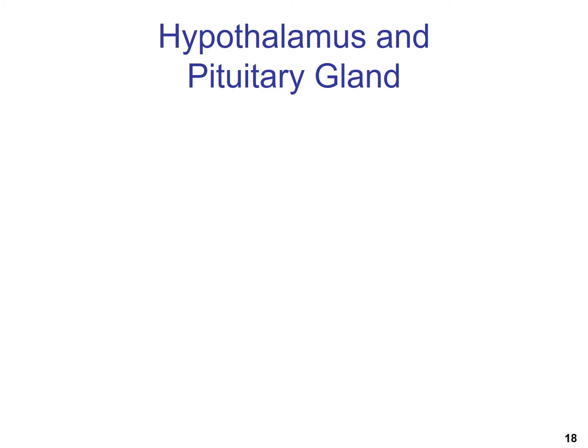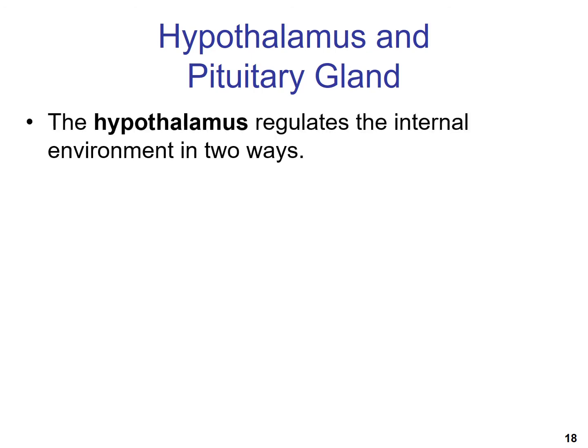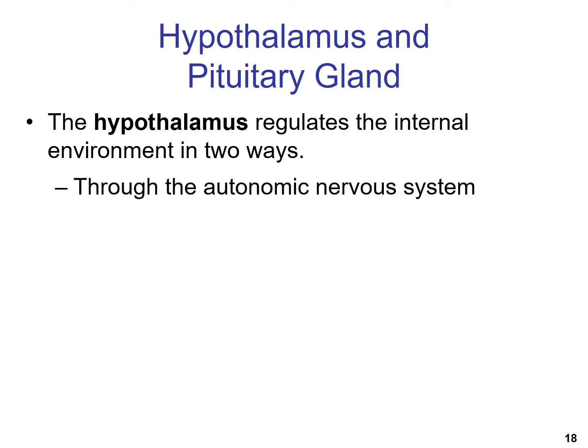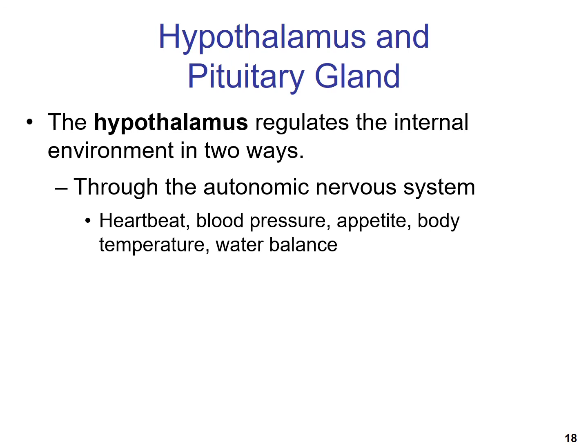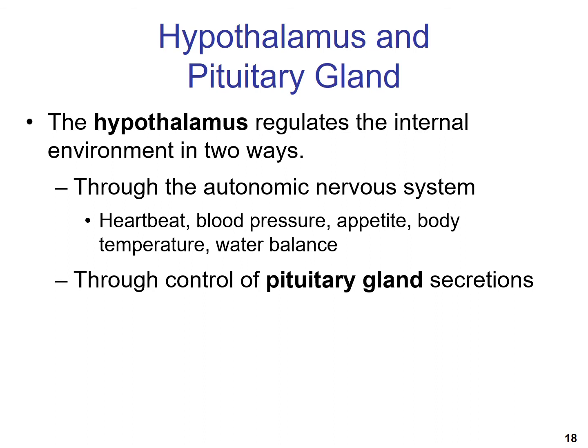Now we're going to talk about the hypothalamus and the pituitary gland as two major portions of the endocrine system. So the hypothalamus will regulate your internal environment in a couple of different ways. One is through the autonomic nervous system. So this is that fight or flight system that we talked about in the last test. And this regulates things like heartbeat, blood pressure, appetite, and so forth. But it'll also regulate the internal environment through the control of pituitary gland secretions. So we'll talk about the different mechanisms of hormone release from the posterior pituitary and from the anterior pituitary.